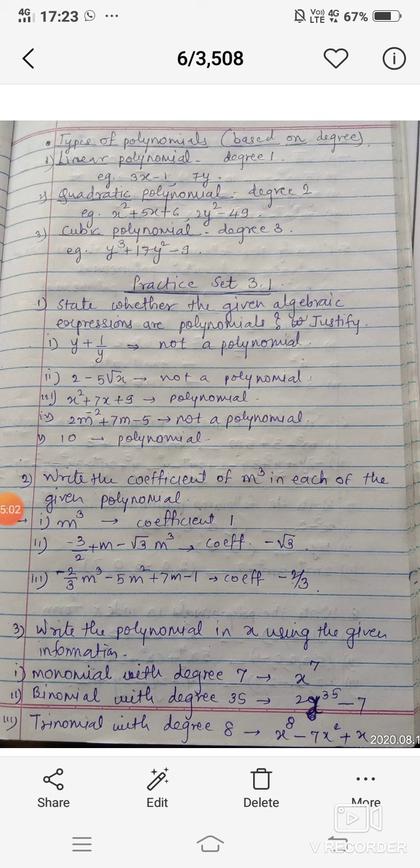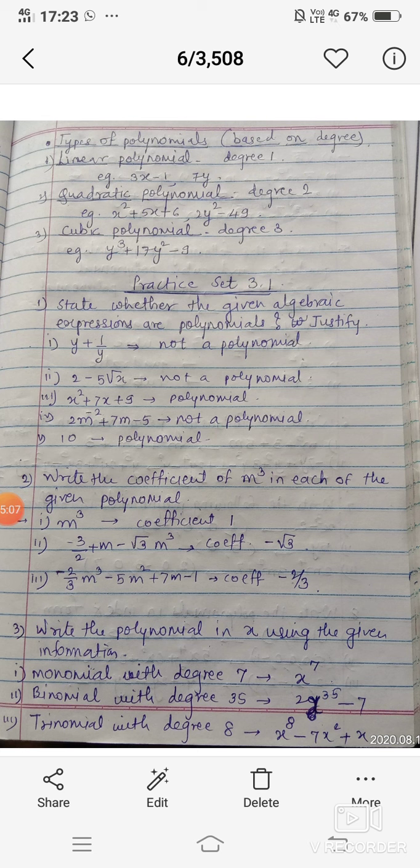Write the polynomial in x using the given information. Monomial with degree 7, so we write x raised to 7. Binomial with degree 35, so that example is 2x raised to 35 minus 7. Trinomial with degree 8, so x raised to 8 minus 7x square plus x.